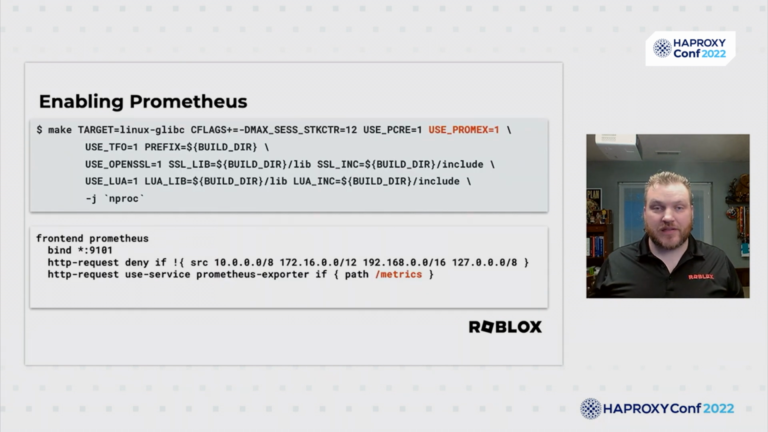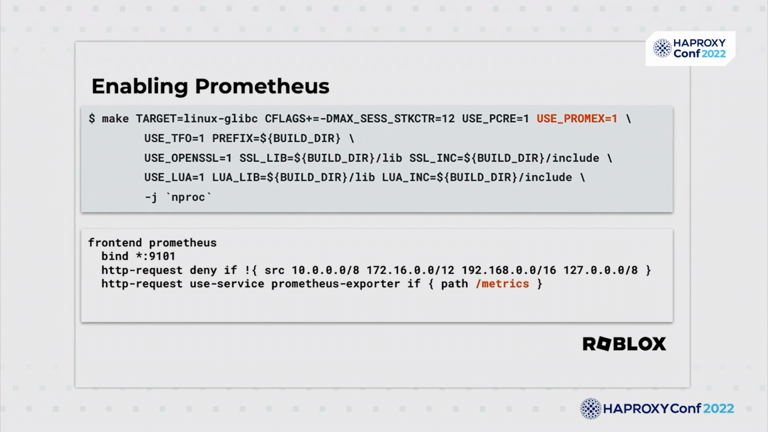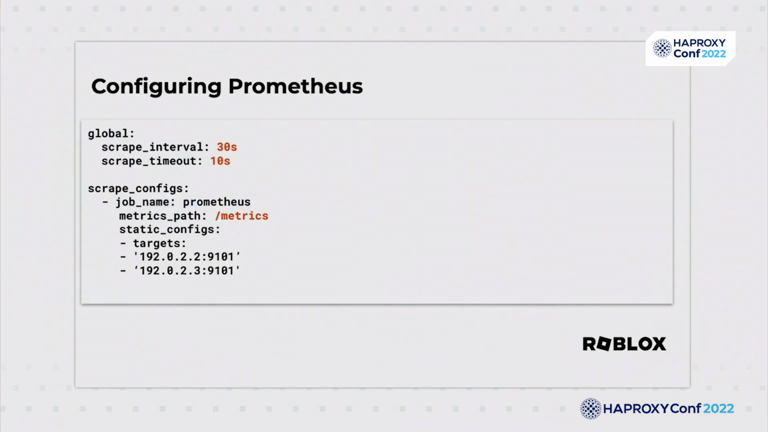Enabling Prometheus on HAProxy is very simple. Simply add use-promex equals 1 in your build statement, which is the one we actually use at Roblox, and it'll enable that by default. The next step is you just need to put the actual use-service on any of your endpoints, whether it be a frontend or a listener, and that way Prometheus is exposed on the /metrics endpoint, which is the default scraping method for Prometheus.